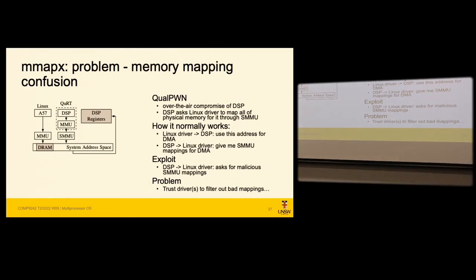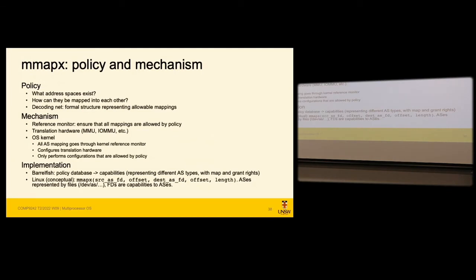And so this work on MMAP-X is about providing access control to all the various heterogeneous pieces of memory and hardware on a system. It's essentially split into two parts. There's a policy part: a way of specifying what all the address spaces are that are available, and what's allowed in terms of mappings. If we go back to the Qualcomm example, mapping the whole address space to the DSP is not allowed, so the policy should forbid that from happening.